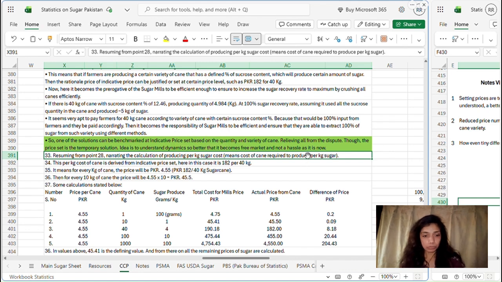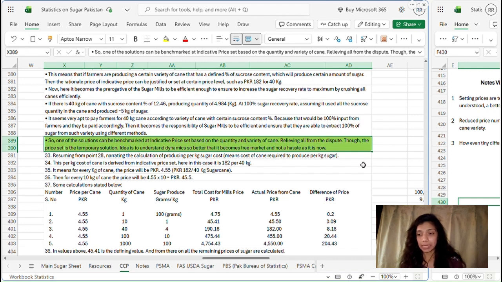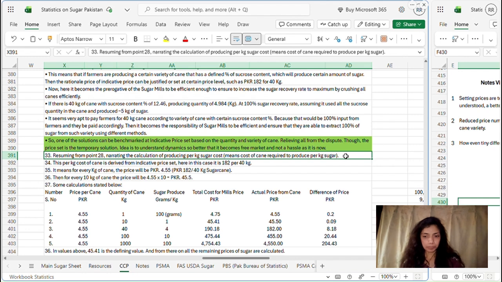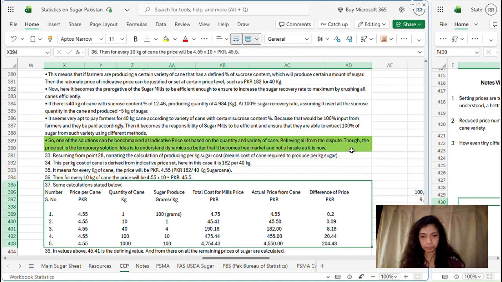So one of the solutions can be benchmarked at indicative prices set based on the quantity and variety of cane, relieving all from the dispute. The price set is a temporary solution. The idea is to understand the dynamics so well that it becomes a free market and not a hassle as it is now. So when you benchmark the variety as well, it kind of resolves the problem.